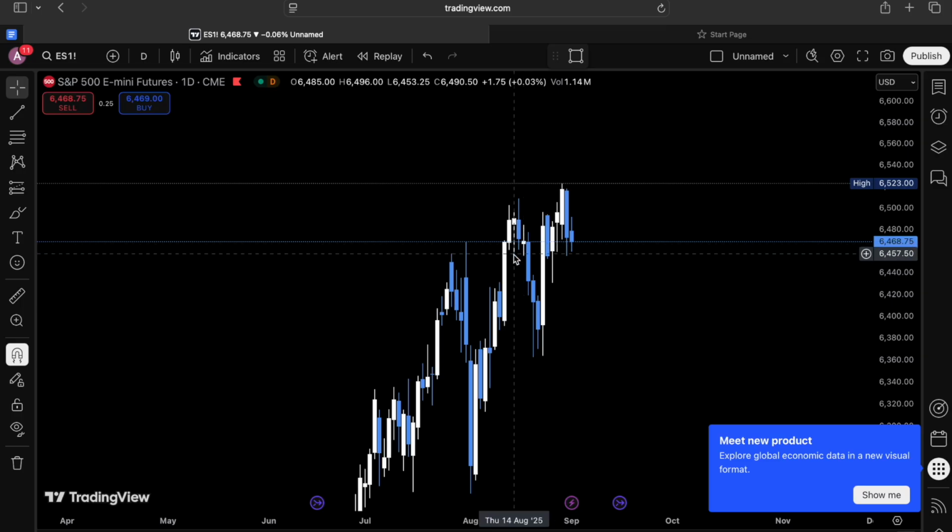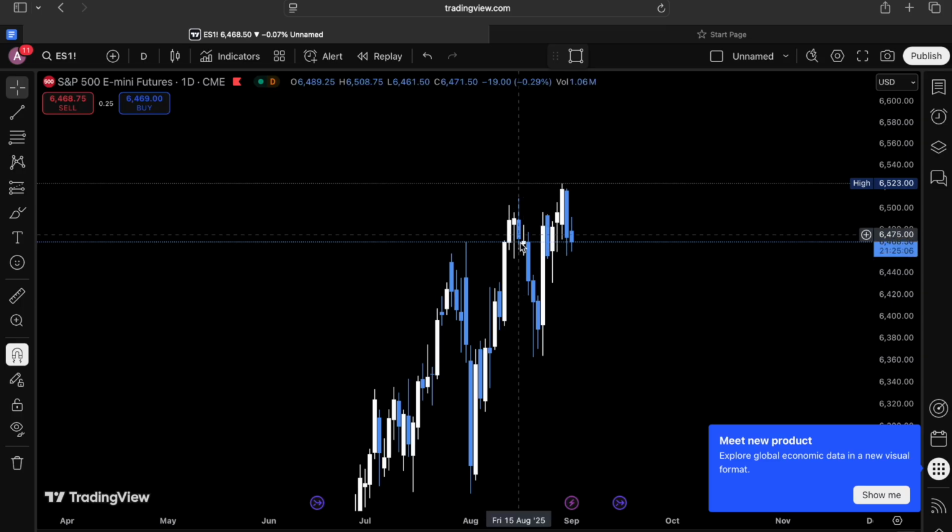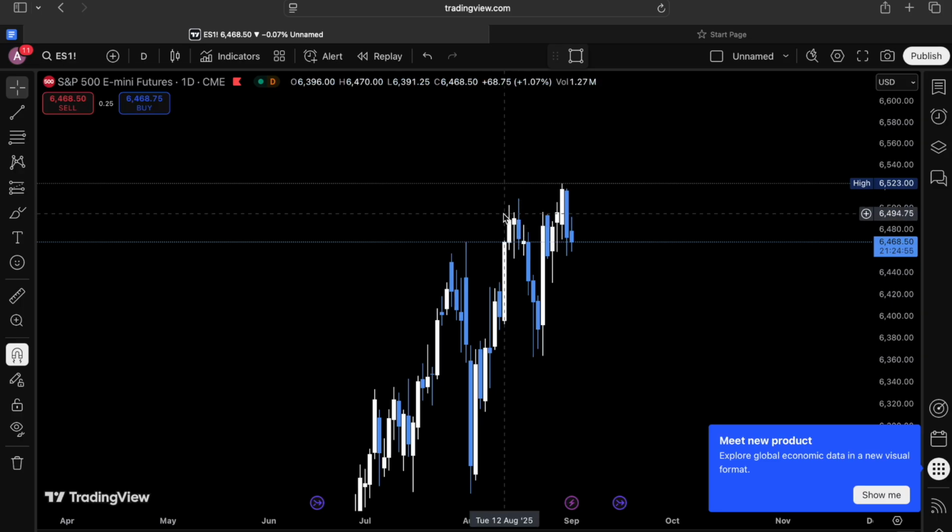So what is a high? A high is a move up, then a move down. So it's a 2 candle pattern, right? So a high: a move up and then a move down. So this would be the high. You pick the highest wick between the two.